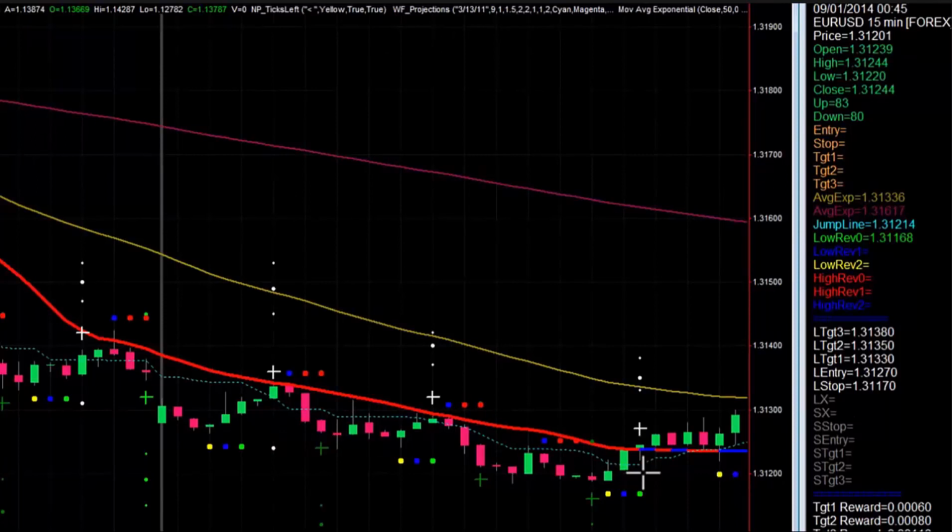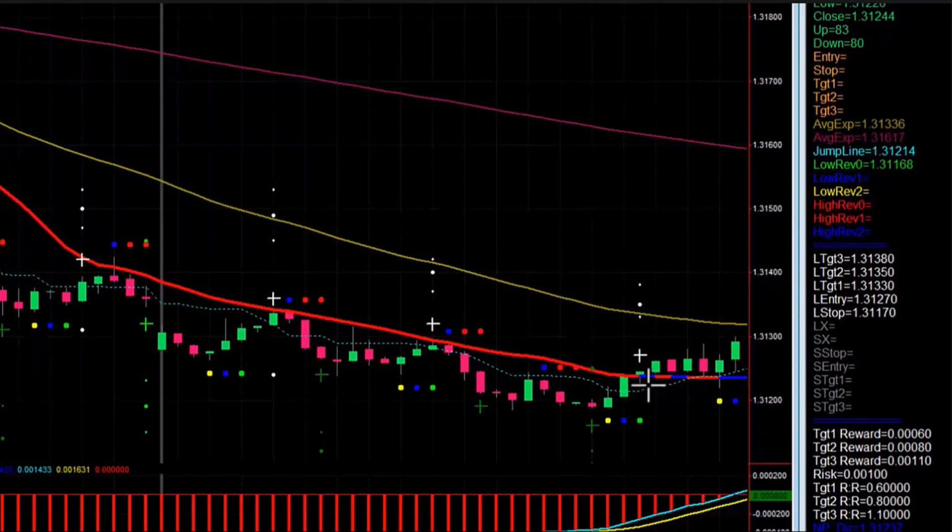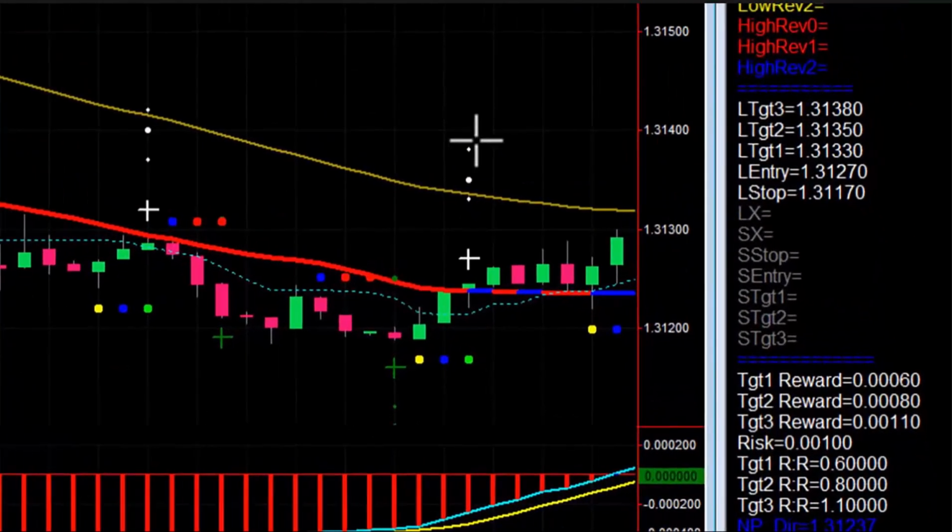Now the first thing I want to say as part of this trade plan is that we only are interested in targets that are 10 pips or higher. And if the third target is less than 10 pips, we're going to ignore the trade. We're not going to take it. In this case, you can see that target 1 is 6 pips, target 2 is 8 pips, target 3 is 11 pips. So after spread, we would make 9 pips on target 3.